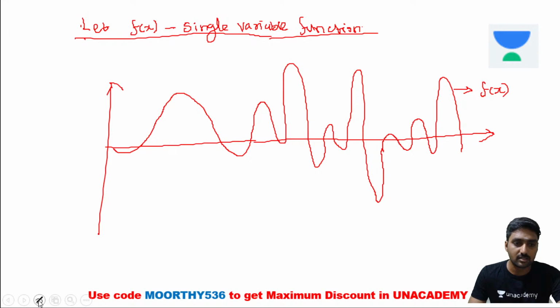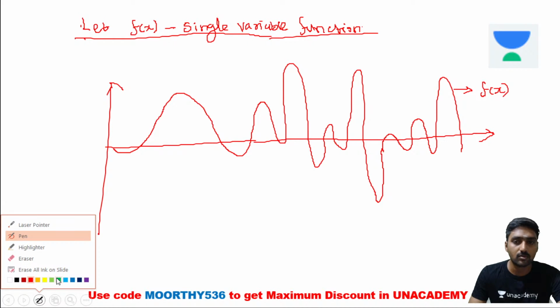Here, if they ask where we are getting maxima and minima, there are two kinds of maxima and minima: absolute maxima and minima, and the extreme points, which are the local maxima and minima. What is meant by absolute maxima and minima, and normal maxima and minima? I will tell you.